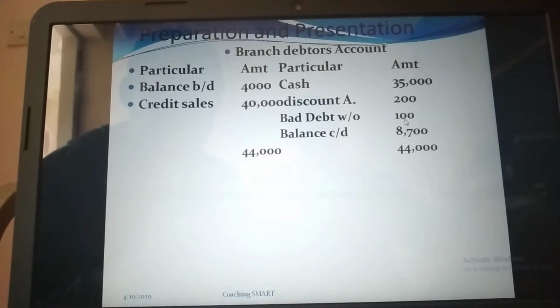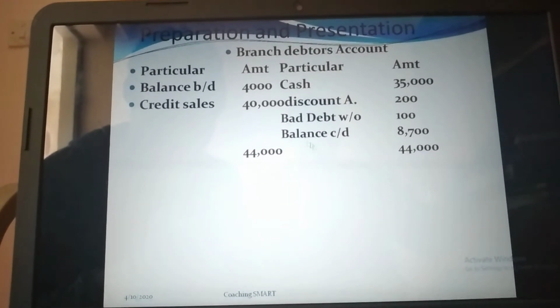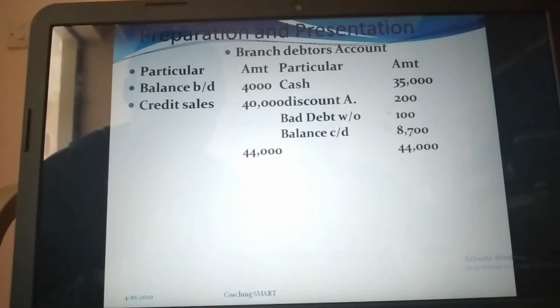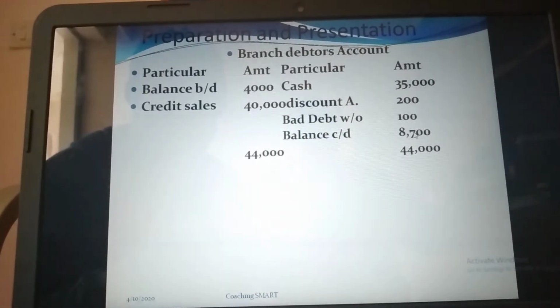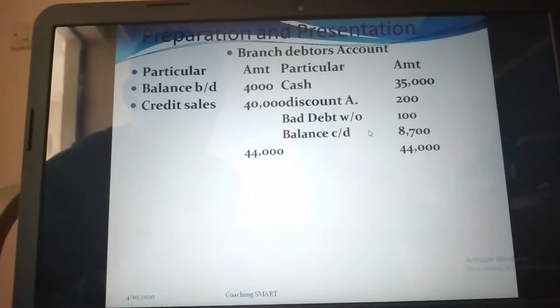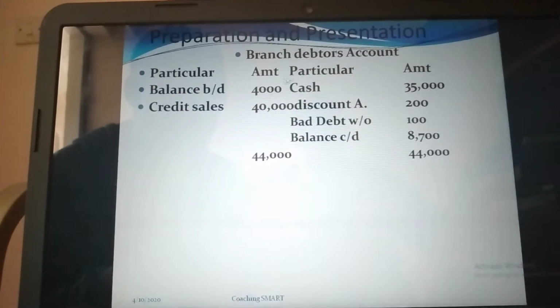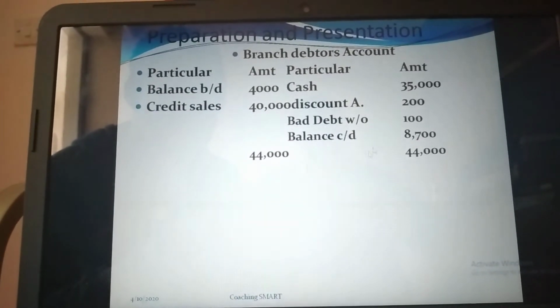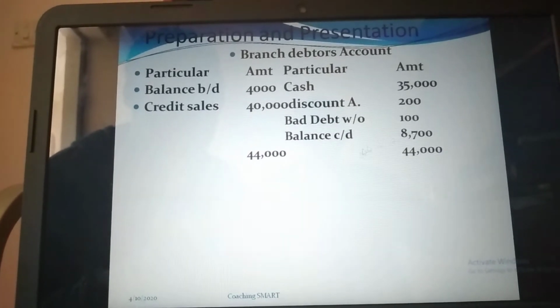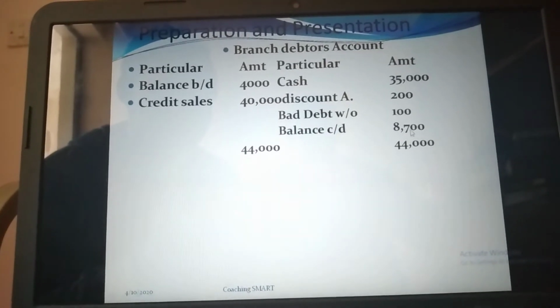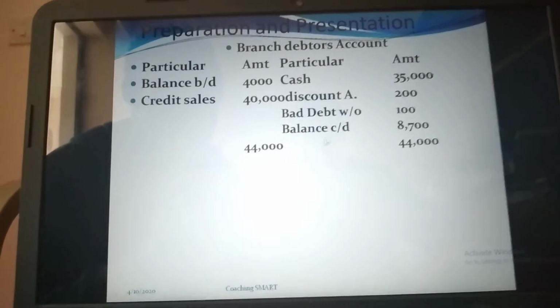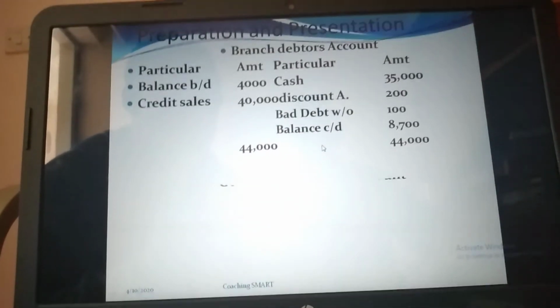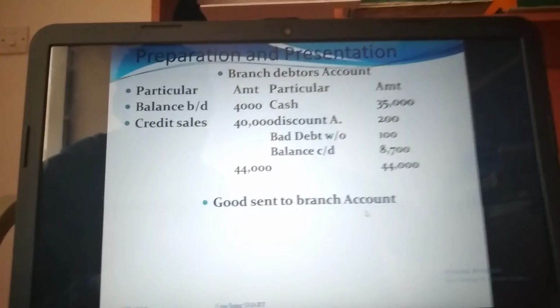Bad debts is 100. So balance carried down, which was not there. From our question, we are not having balance carried down, which is the closing debtors. So when you prepare the branch debtors account, it will help you get the closing debtors, which is 8,700. Mission accomplished. We move to the next account, goods sent to branch account.